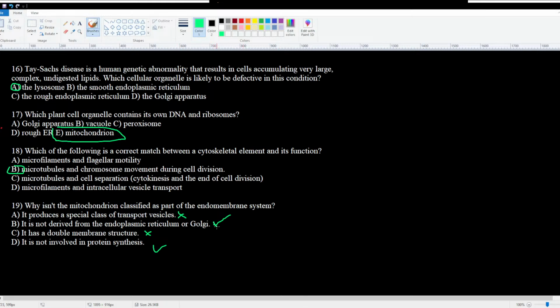Okay, so let's look at our answers again. It's not involved in protein synthesis directly, right? I mean, sure, it's not necessarily producing the proteins, but it produces the ATP for protein synthesis. That's necessary. So that one was going to be wrong, actually. Now, it's not going to be derived from the endoplasmic reticulum or Golgi. Those are elements of the endomembrane system. So the answer is going to be B.